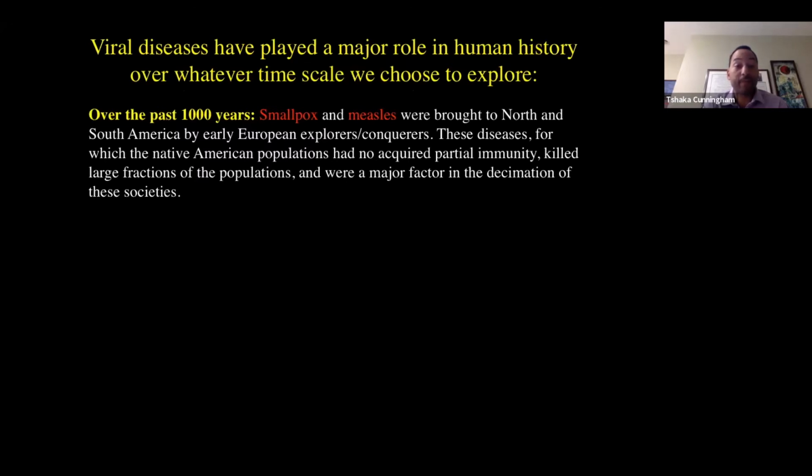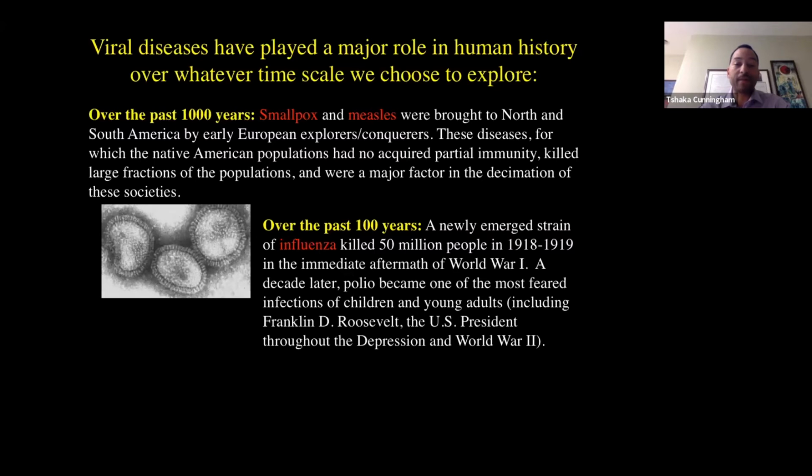The native populations were really crushed by these viruses because they had no immunity. And so our major defense against viruses as humans is our immune system. So it's always a race between the virus that's infecting a given organism, including humans, and that organism's immune system as to whether or not that organism survives. So over the past 100 years, we've made a lot of progress.